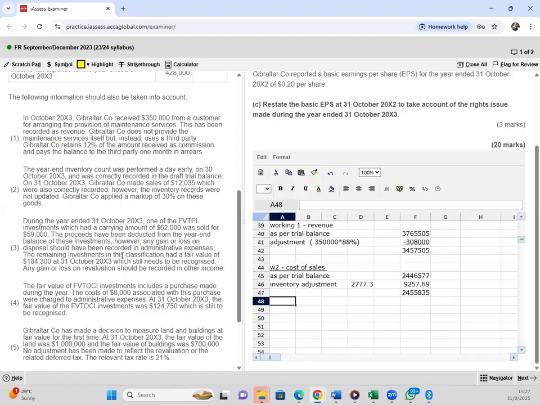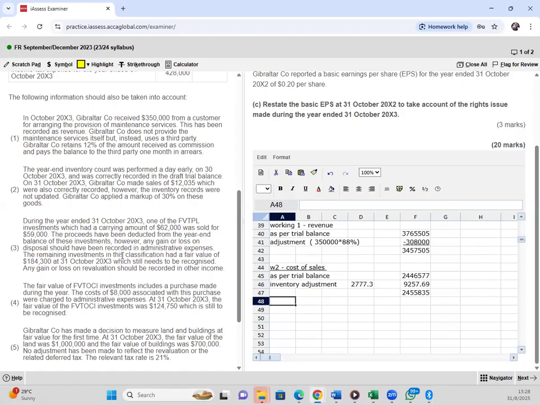However, any gains or loss on disposal should have been recorded in the expense. Let me read again. One of the fair value through profit and loss investments had a carrying amount of 62,000. It was sold for 59,000. So 59,000 is the sale proceed. This is what we got from the disposal. But in our books, it was being carried at 62,000.